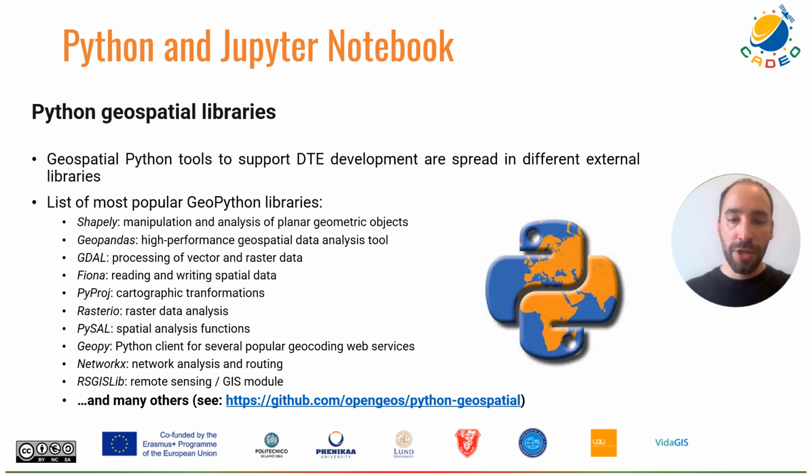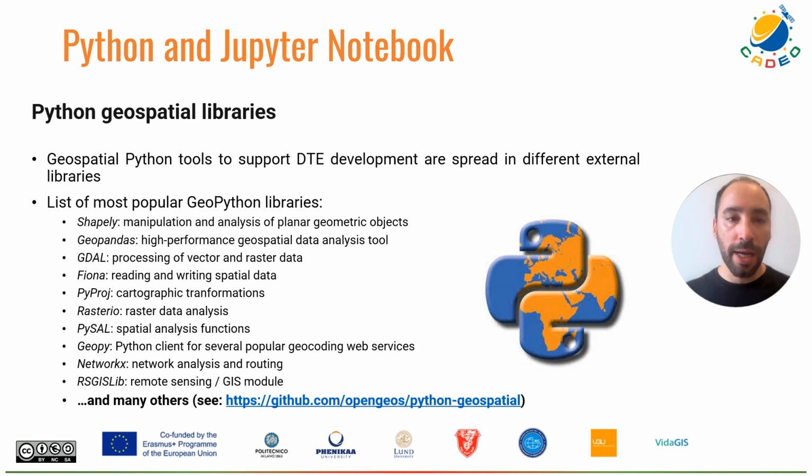Speaking about the geospatial world, Python has many geospatial libraries. These tools are crucial for supporting digital twin Earth development and are spread across different external libraries. Here, some of the most popular GeoPython libraries are listed. Shapely, for example, is used for the manipulation and analysis of planar geometric objects, like vector objects. GeoPandas is a high-performance tool for geospatial data analysis, again focusing on vector data. GDAL is an essential library for processing both vector and raster data.